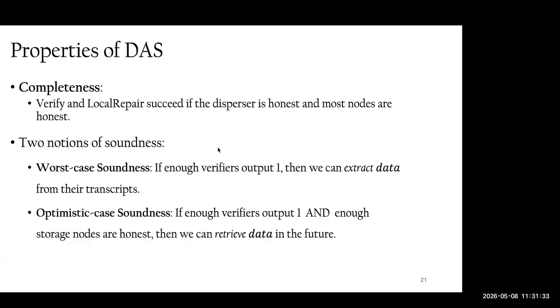Any questions on this? For the second one, do you need the first part of the statement? Like, do you need the verifiers to all output 1? Isn't it enough for the storage nodes to be honest? That's a good question, but the problem is, in optimistic case soundness, the disperser could still be corrupt. So you can imagine a scenario where a lot of nodes were honest, but the disperser never even gave the data out, right? Yeah, that's actually a good point. I should mention that in DAS in general, one of the distinguishing factors is that the disperser could be corrupt, and we want these guarantees to hold even if it was. So verifiers outputting 1 tells you that the disperser must have given out some chunks over the network, otherwise verify wouldn't work. Good question.